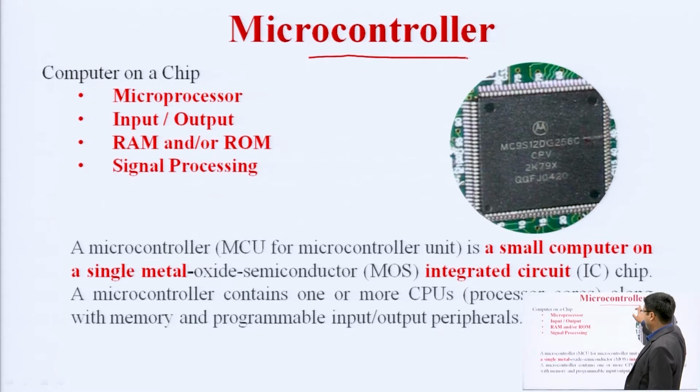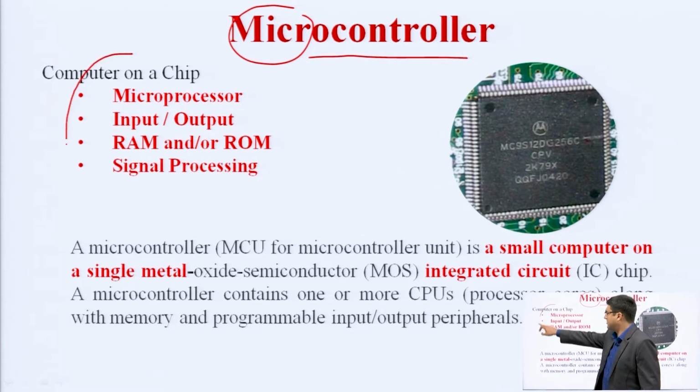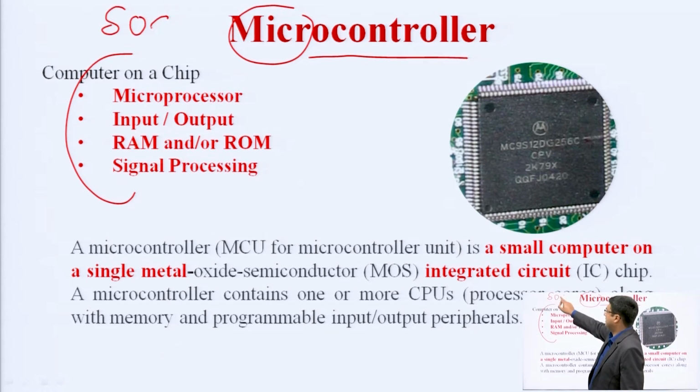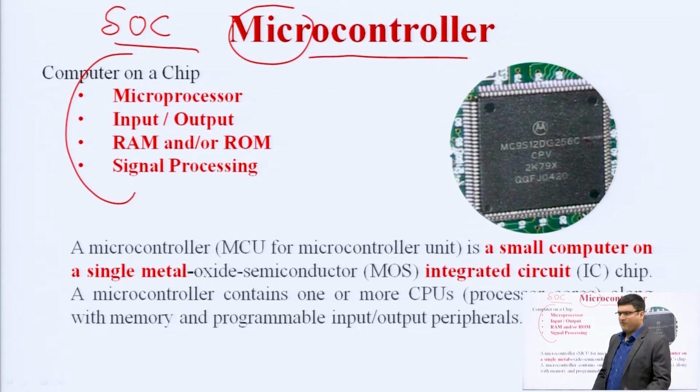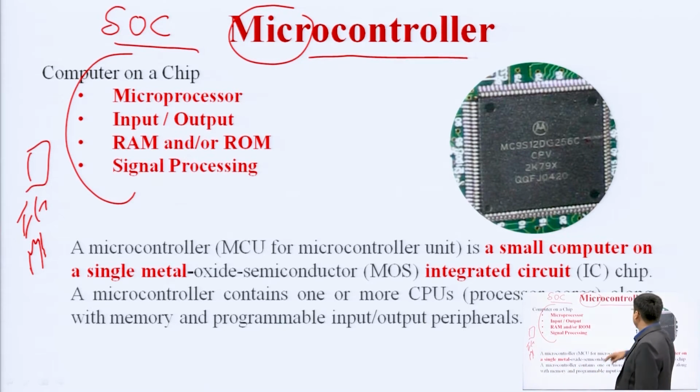What is a microcontroller? Micro means very small in size, and microcontroller means all the components are integrated on the same chip. So basically it can be called an SoC, system on chip. The system has input, output, memory and CPU, all integrated on the same chip. So the things needed to carry out the execution are all integrated on the same chip.